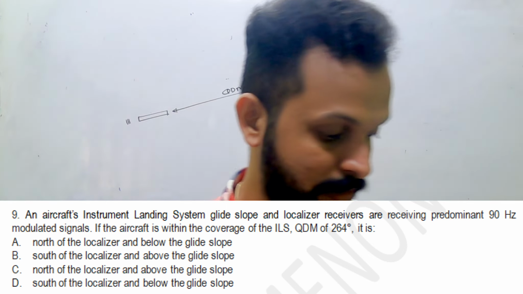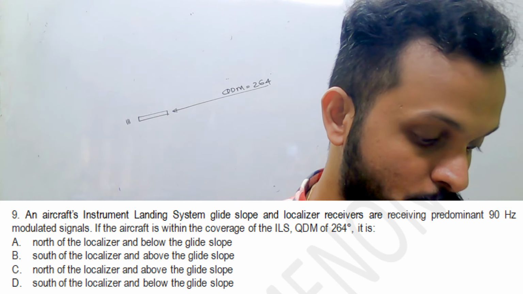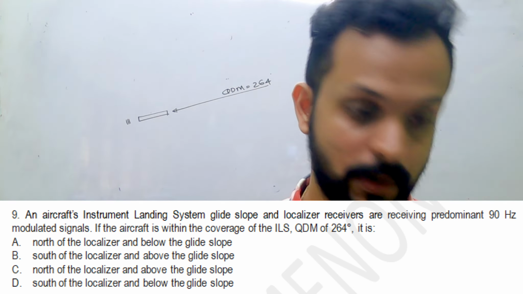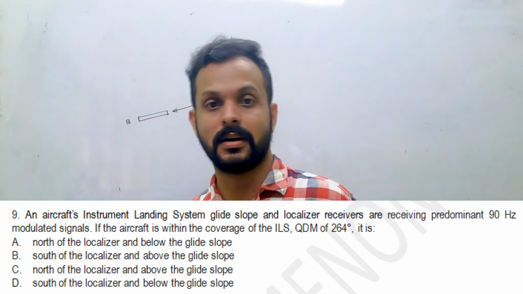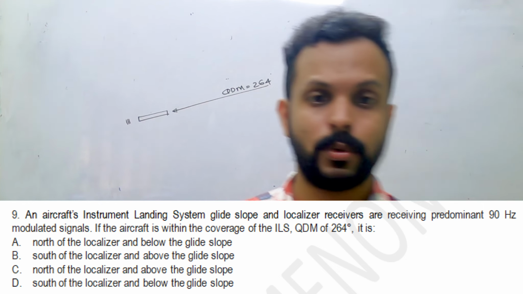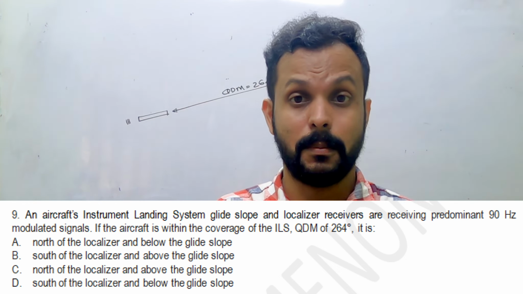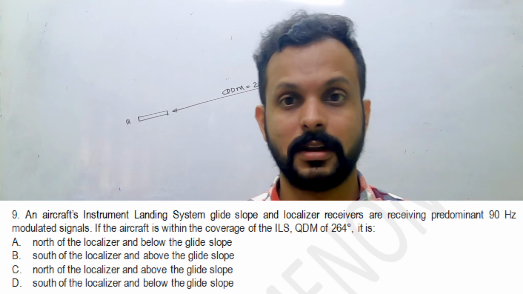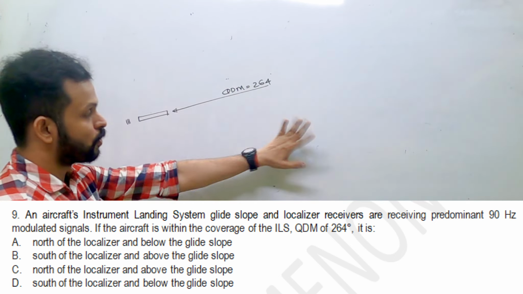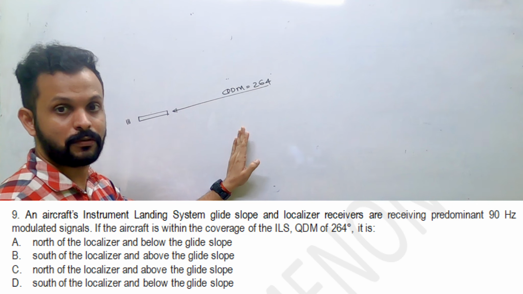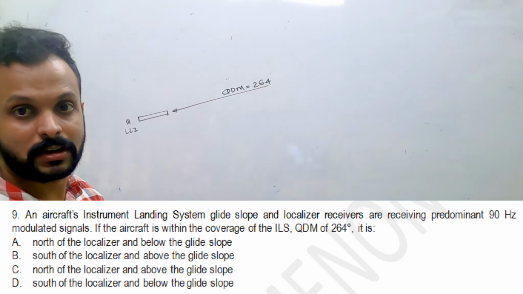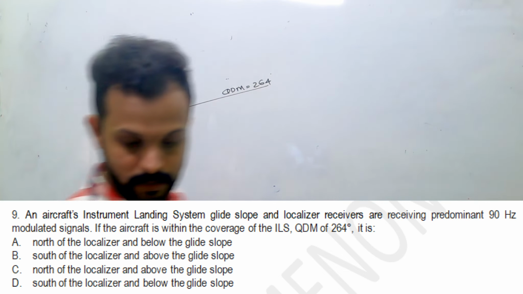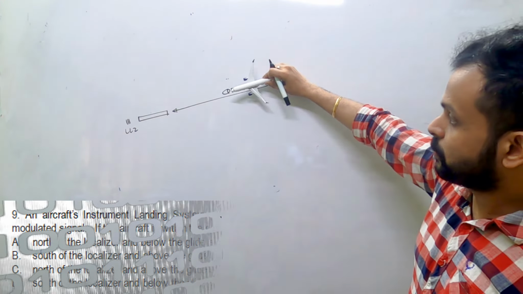Now, what is happening here? An aircraft's ILS system, both glide slope and localizer, receivers are receiving predominant 90 Hz. What do you understand by both localizer and glide slope receiving predominant major 90 Hz signal? So talk about localizer. This is the localizer here. Where should I place the aircraft for it to get predominant 90 Hz signal? Towards the south side, left of the left, right? So the aircraft is here.